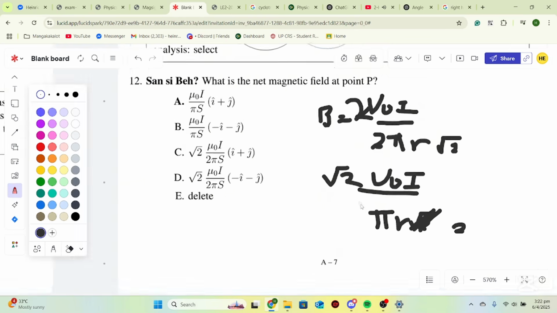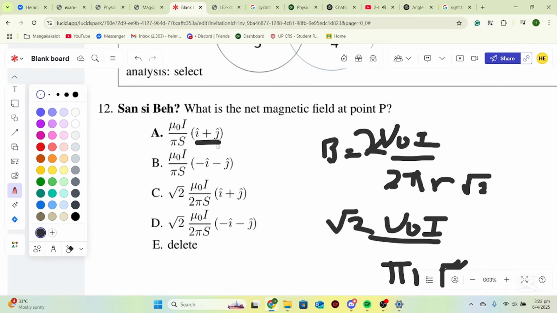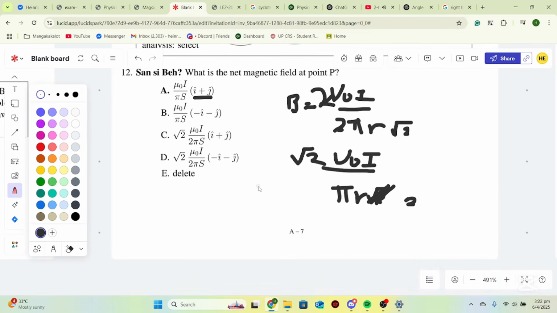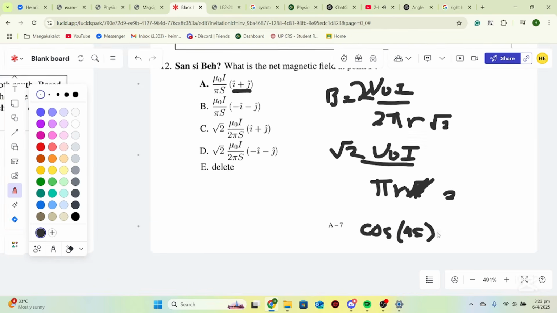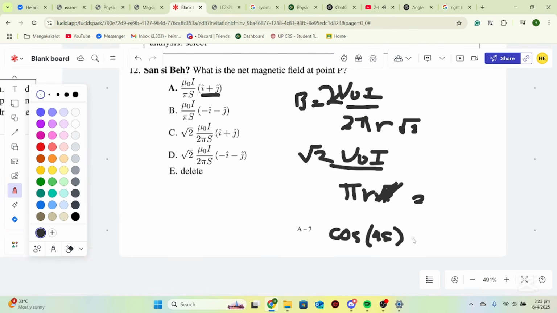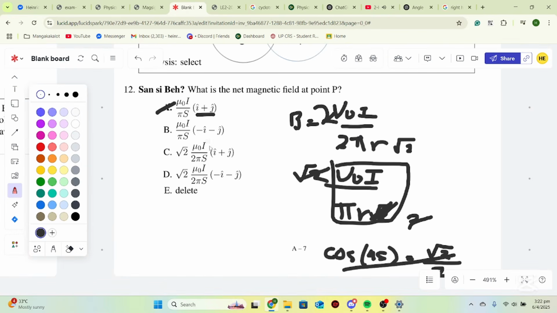A tricky thing after this is that we have to look at the signs, because these is I plus j. So we need to divide by cosine 45, cosine 45, sine 45, cosine 45, which is equal to square root of 2 over 2. If we divide by cos 45, cancel this, cancel this, cancel this, so it becomes mu naught I by r. It's just this one. That's just a there.